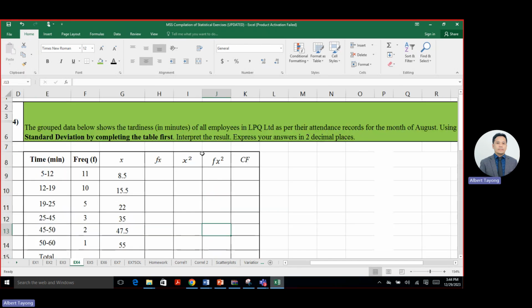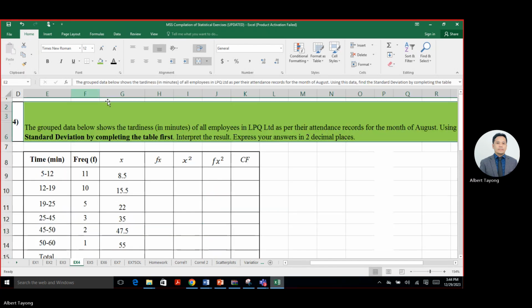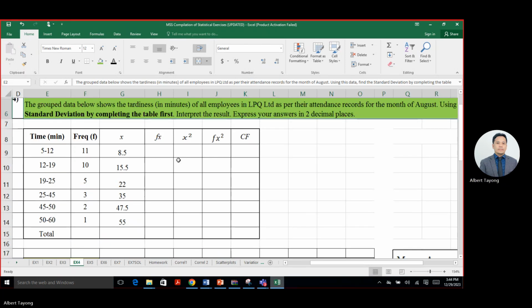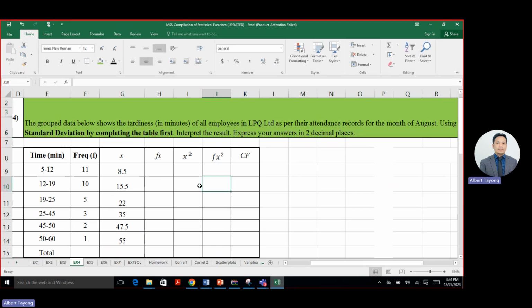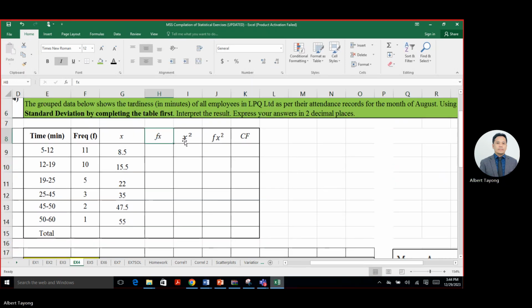Now let's have here our answer. We have to find the standard deviation. So to do this, we have to find the fx, the x squared, fx squared, and our CF. CF, actually, we don't need this to identify our standard deviation, but anyway, it is there. You have to complete the table.